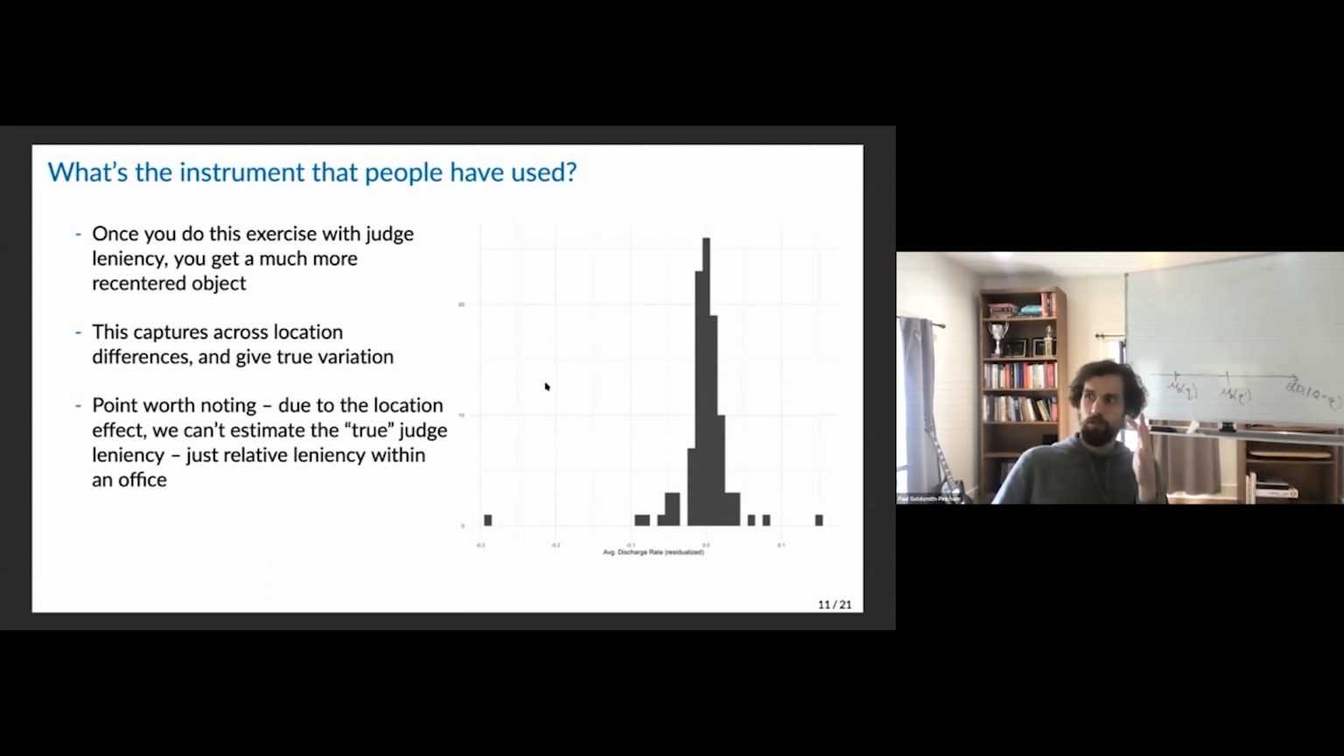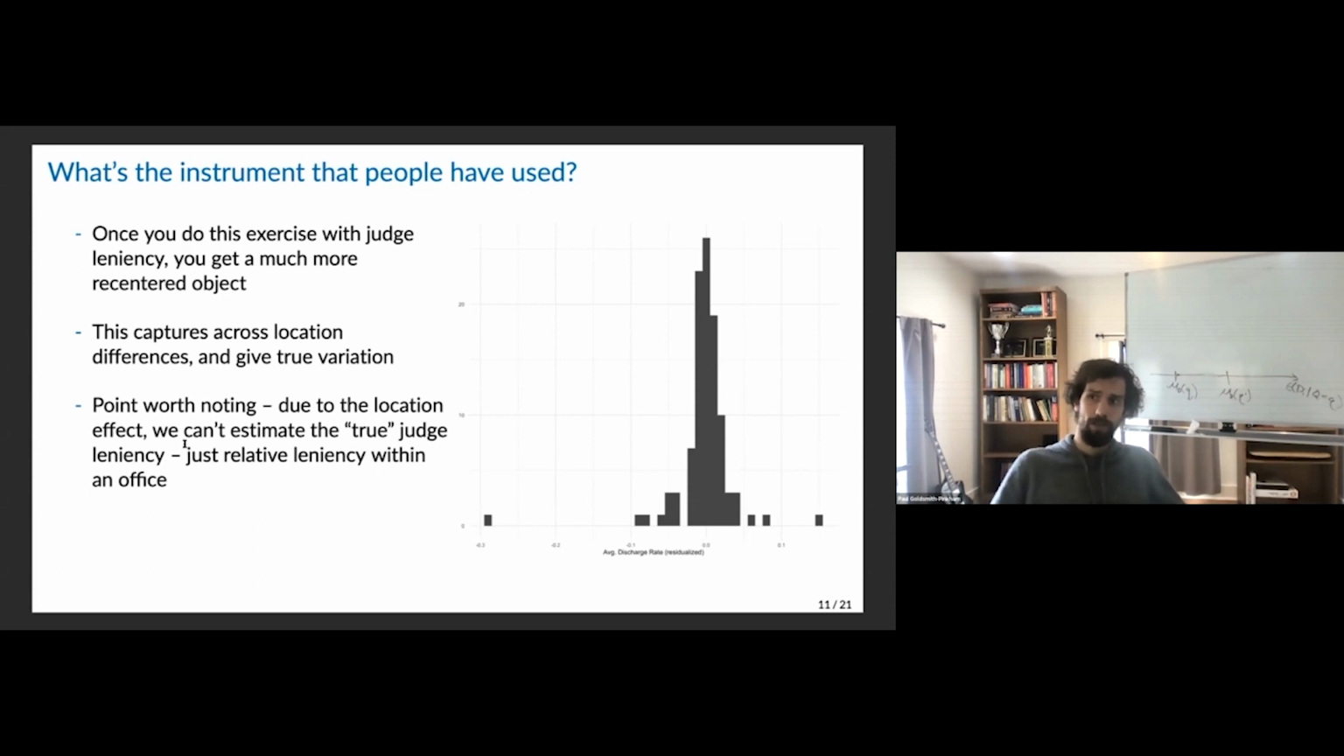And what would happen here is you get this thing where, remember, you don't get to do the level. You get a recentered object that's just around 0. Remember, this should all be mean 0 because you're subtracting off the average within a location, right? If you subtract the average within a location, then the overall mean has to be equal to 0. You've residualized out the constant. You still get variation, and it deals with the location average differences and gives the true variation that we see in discharge rates as a result of leniency.